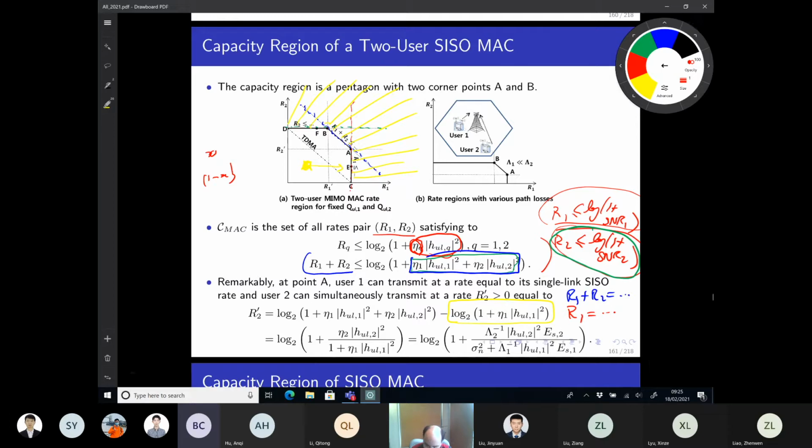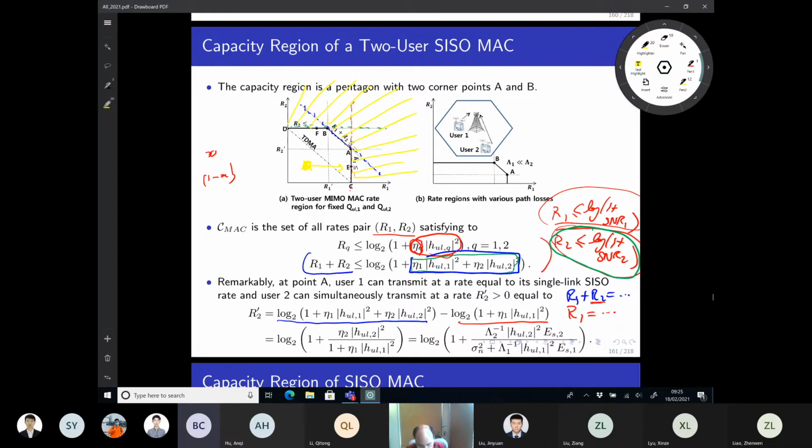From those two, I can find that the rate of user 2, R2, will be the sum rate minus the rate of user 1. This is what I have here. This is my sum rate in blue, and this is the rate of user 1, sorry, in red.